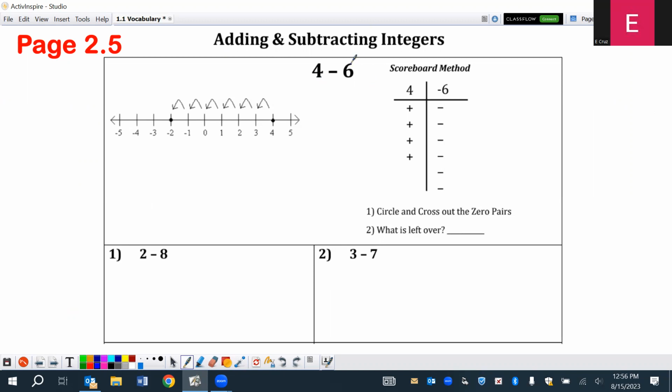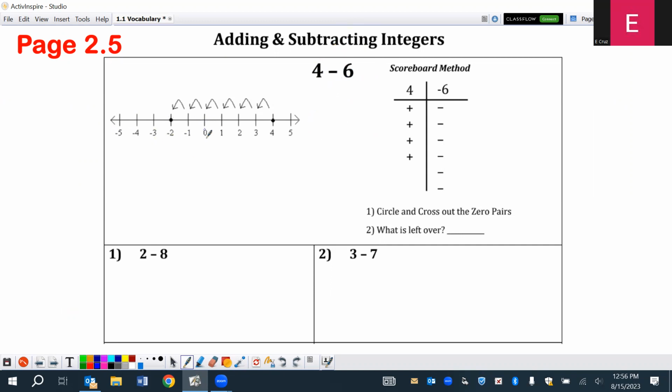So in my example on page 2.5, I have 4 minus 6. So there's 2 ways that you can do this if you have a hard time adding and subtracting numbers, especially when there's negatives, like I said. One way that you can solve this problem is by drawing a number line.